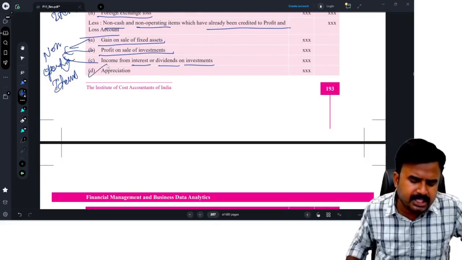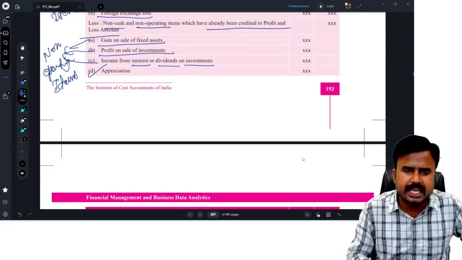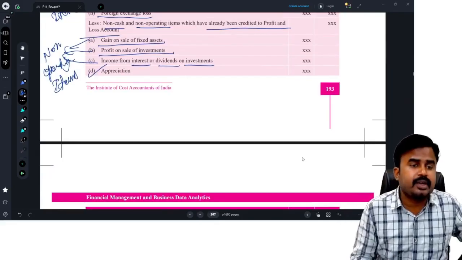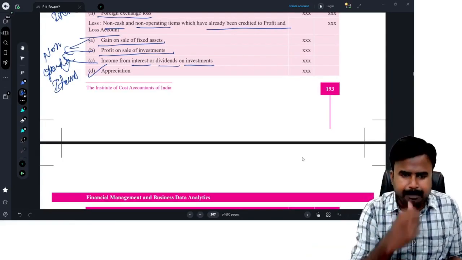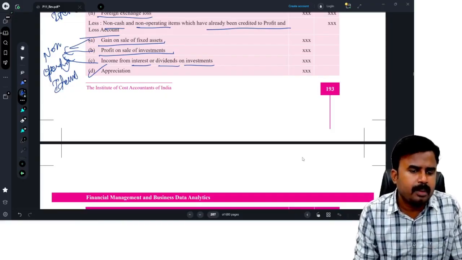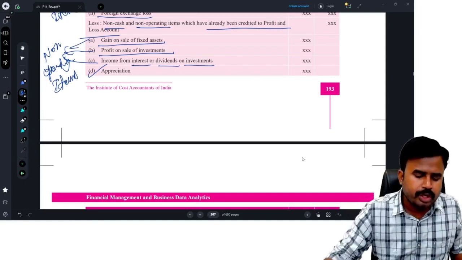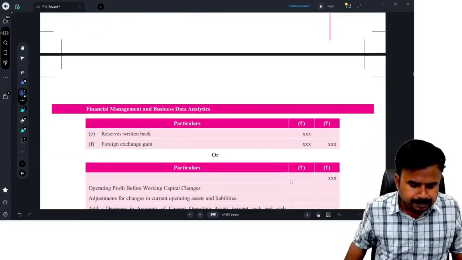Appreciation, any asset appreciation which is credited in profit and loss account should be deducted. Why? Because such appreciation cannot increase your cash balance. Say for example, an asset has been appreciated and such appreciation was credited in profit and loss account, but such appreciation can increase your asset balance but not your cash balance. So you please deduct such portion also.